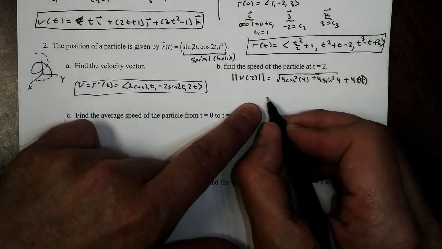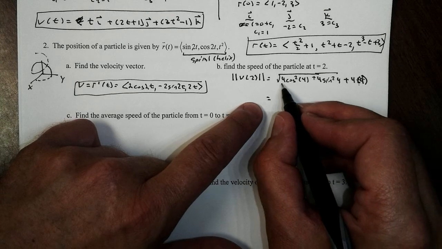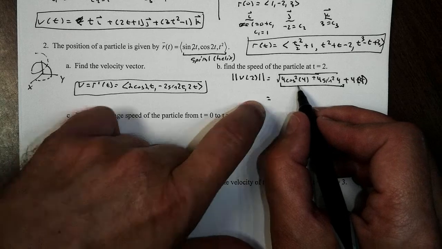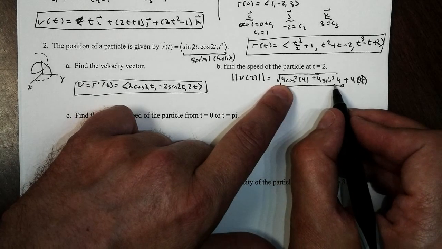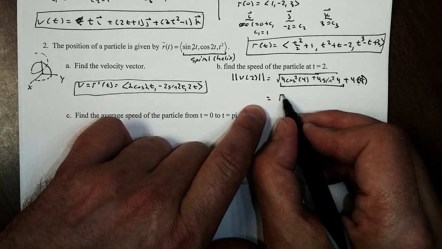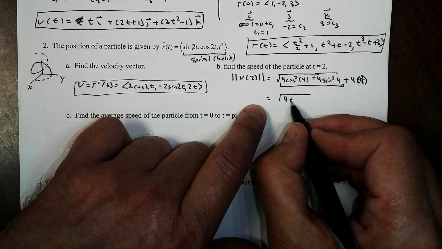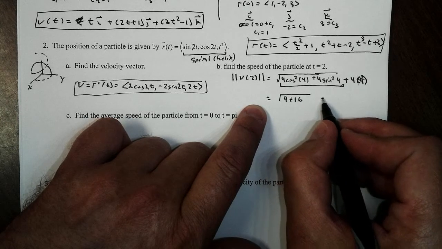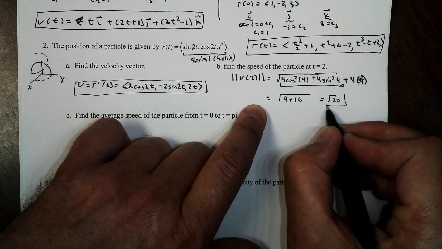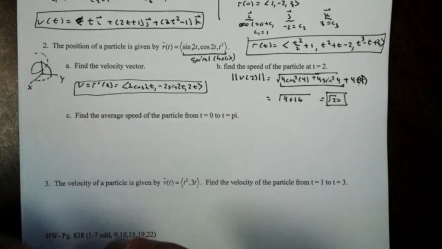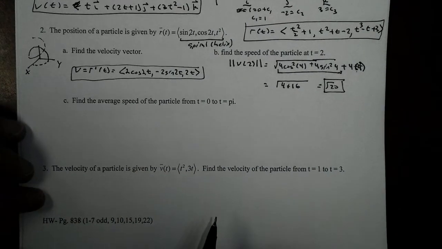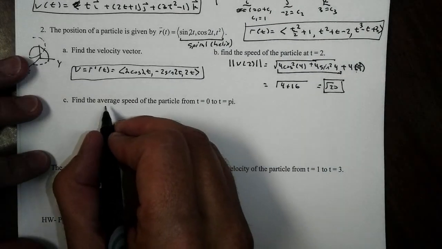So let's see here. Now, don't leave your answer like this. Get used to this. Ready? This is what? That is just a circle. Cosine squared plus sine squared is 1, so that's just going to leave me with the square root of 4 plus 4 times 4, which is 16, and we get the square root of 20, and there is our speed at 2.